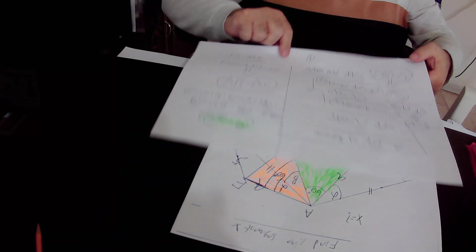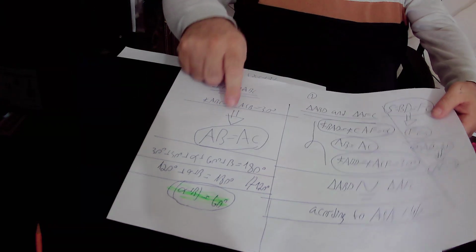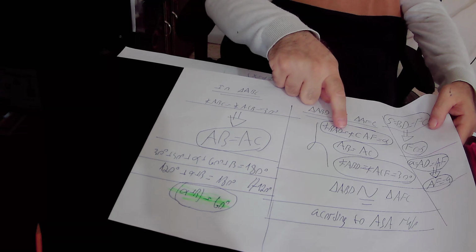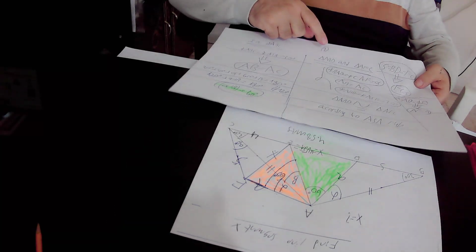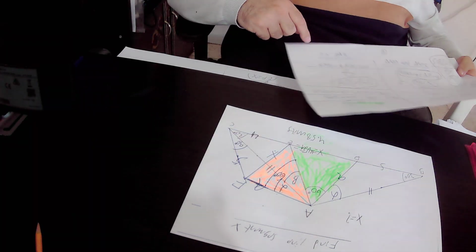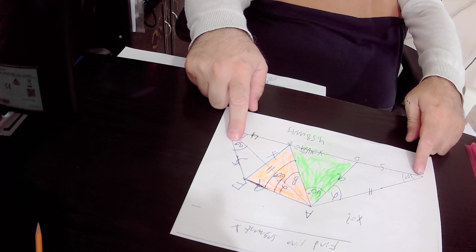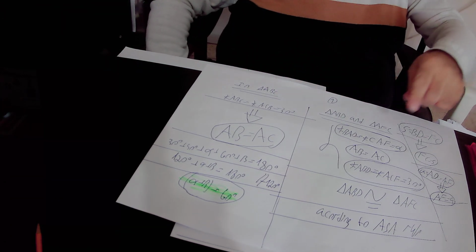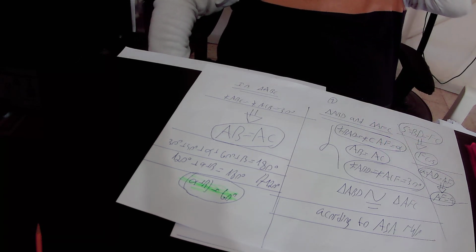In addition, we have already proved that side AB equals side AC. Here, side AB of triangle ABD equals side AC of triangle AFC. And finally, those two angles are both equal to 30 degrees, therefore they are equal to each other. I'll repeat again: angle ABD equals angle ACF equals 30 degrees.